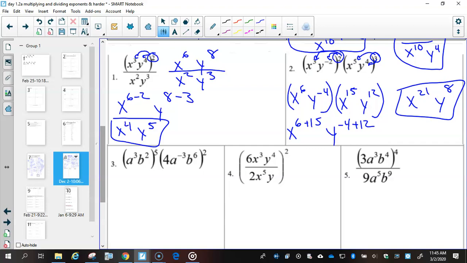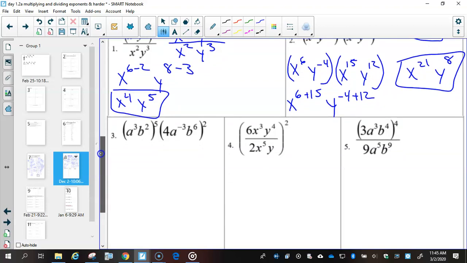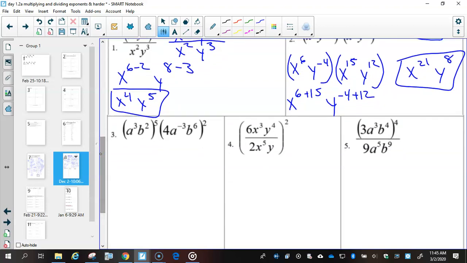So really our goal here is to simplify these down as much as we can. There are 8 of these problems, so we'll do... okay. Let's try number 4.